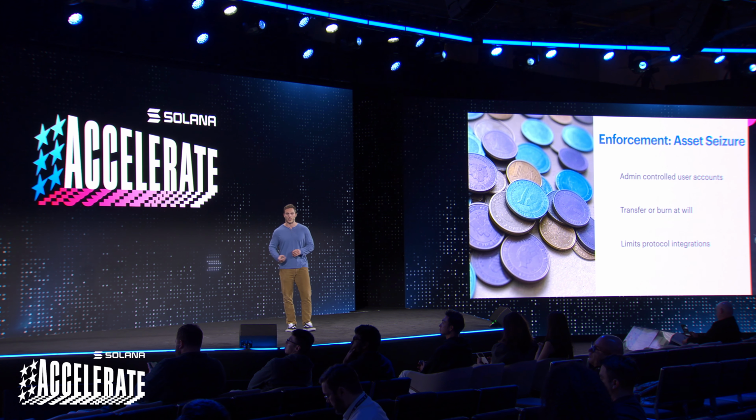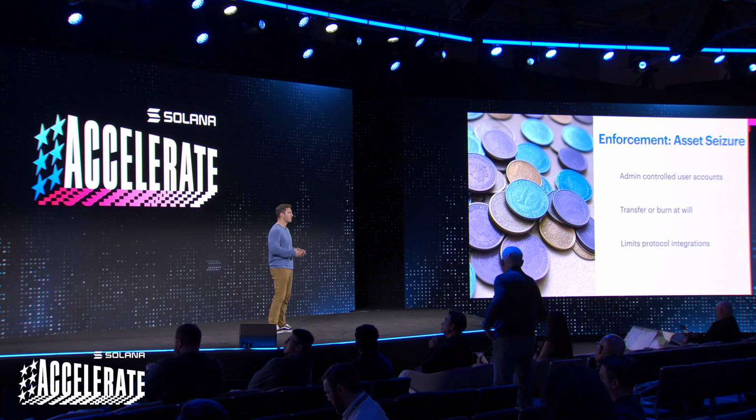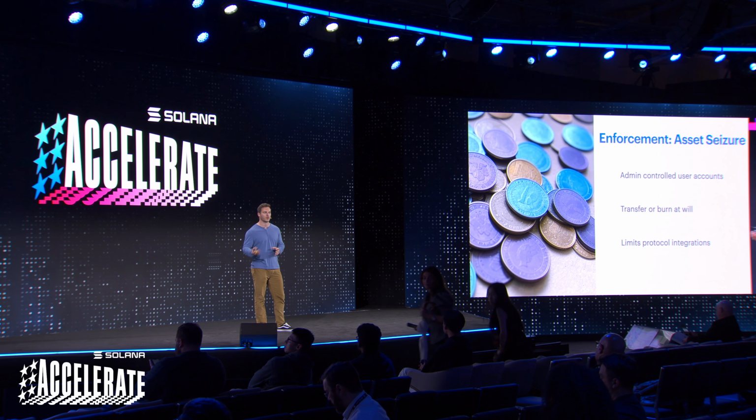Now, another important compliance feature is asset seizure. If you have some wallet that is now determined to be in a sanctioned country or something like that, you need to make sure that you can claw back the assets. This is done with another token extension called the permanent delegate extension. This allows an admin to control user-owned accounts. You may transfer the tokens at will. You may burn them at will. However, one downside is that this also does limit protocol integration. So this is a big consideration to make when you're deciding how you are going to build your on-chain compliant products.